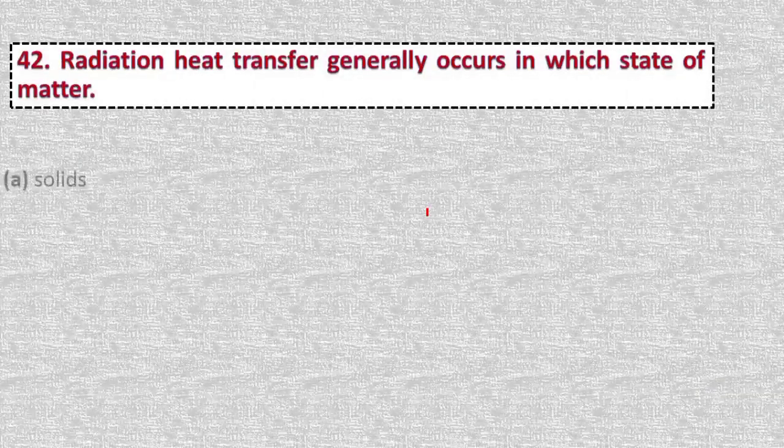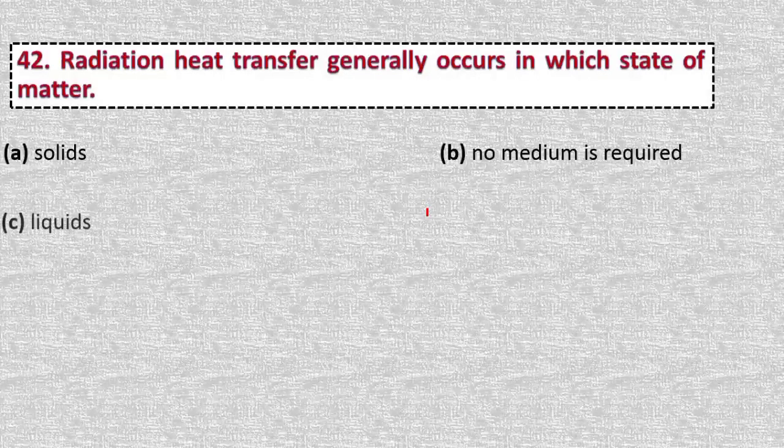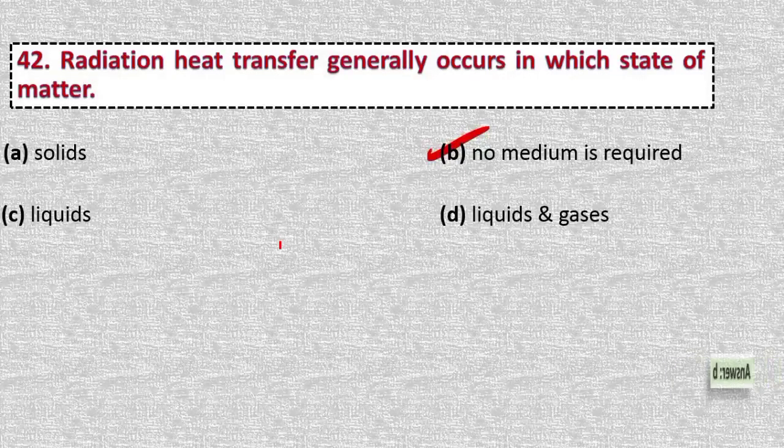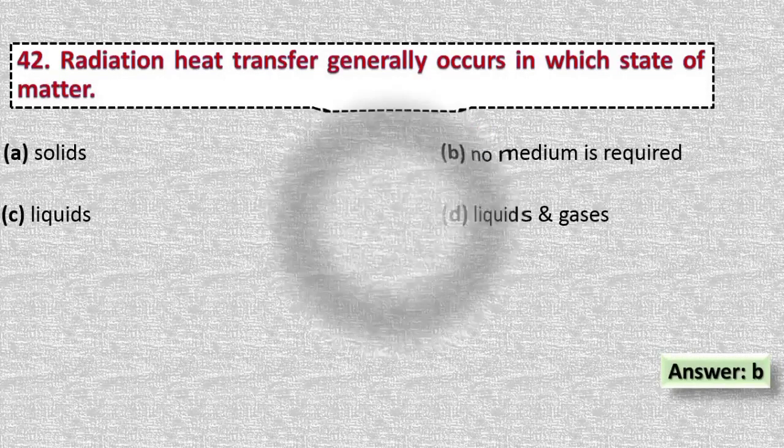Radiation heat transfer generally occurs in which state of matter? Already we discussed radiation heat transfer does not require any medium. No medium is required for the radiation heat transfer. The correct answer is option B.